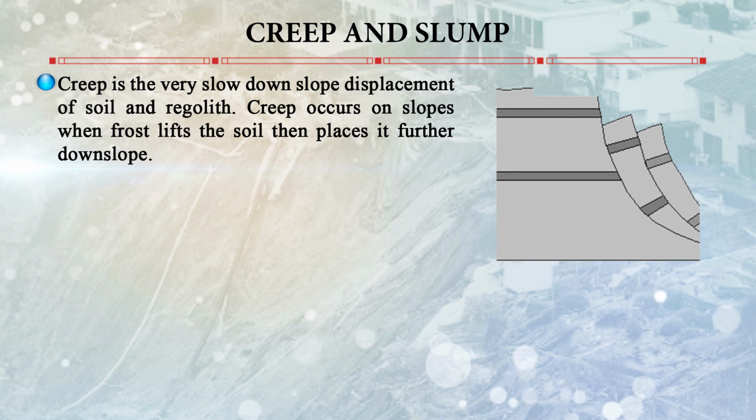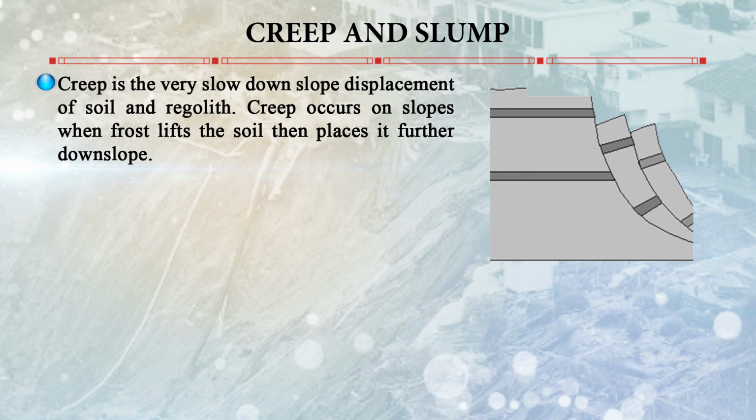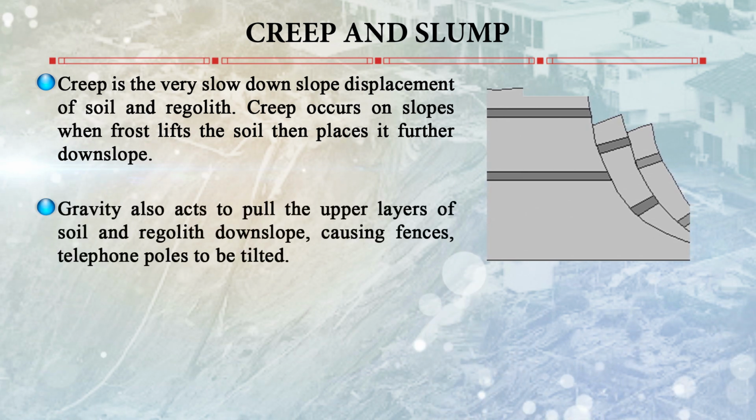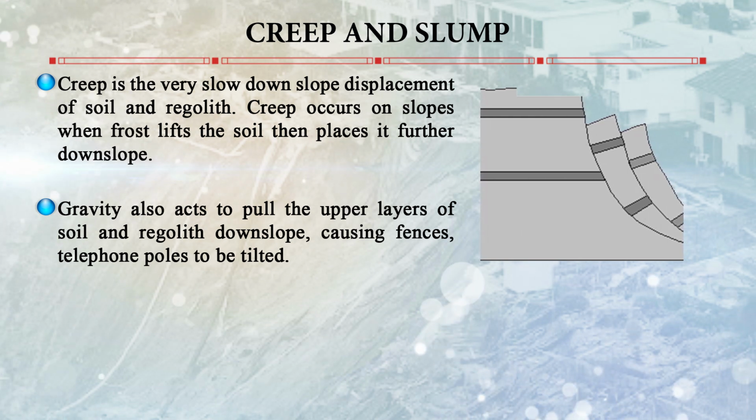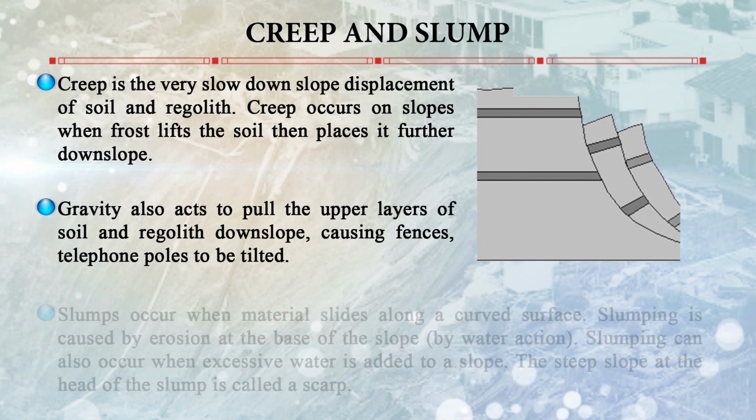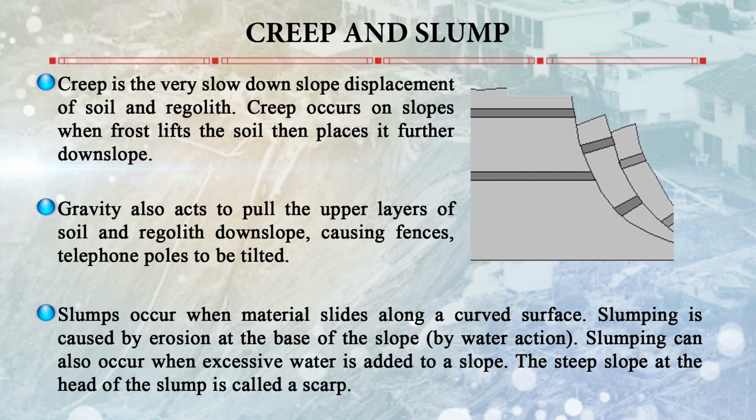Then there is creep and slump. Creep is the very slow downslope movement of soil and regolith, and this occurs on a slope when frost lifts the soil, then places it further downslope. Gravity also acts to pull the upper layers of soil and regolith downslope, causing fences and telephone poles to be tilted. And slumps occur when the material slides along a curved surface. Slumping is caused by the erosion at the base of a slope, for example, by water action. Slumping can also occur when excessive water is added to a slope. The steep slope at the head of the slump is called a scarp.